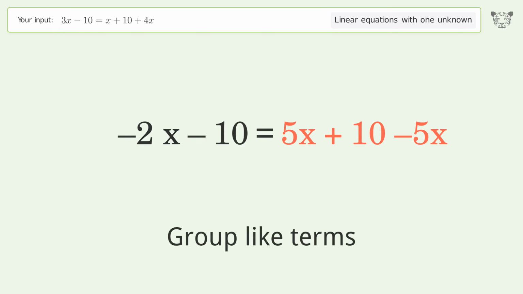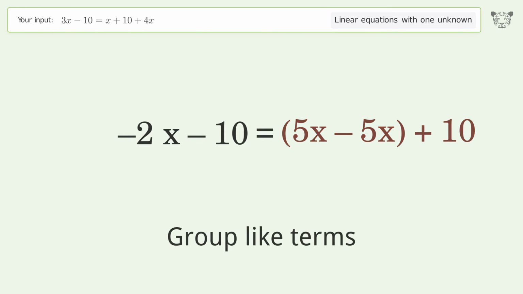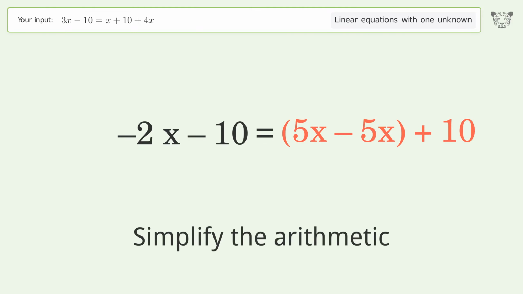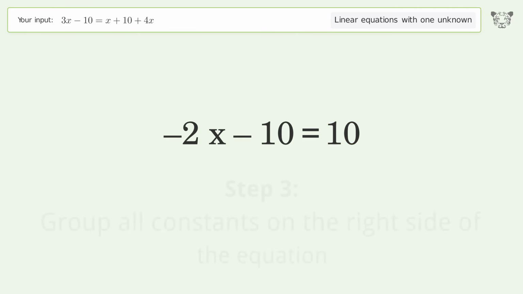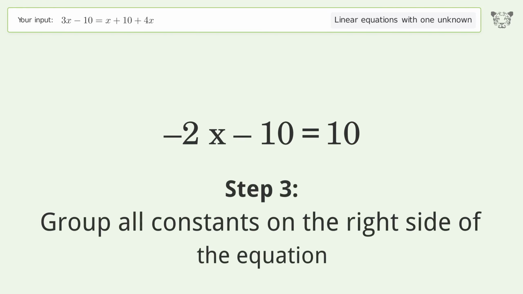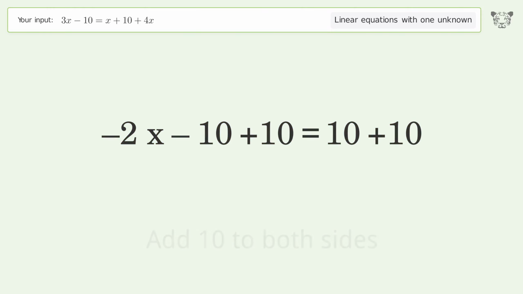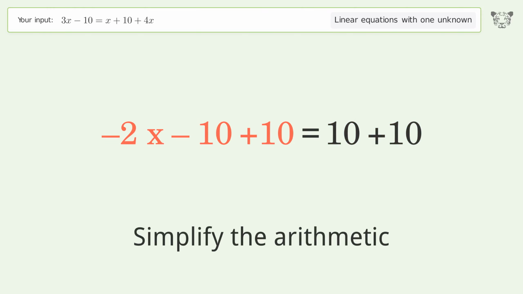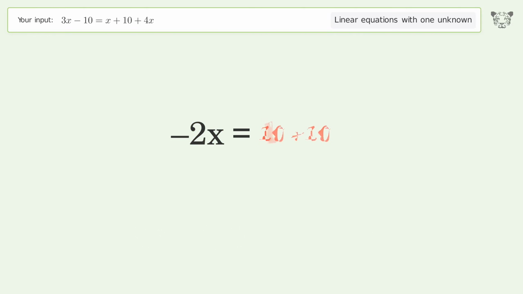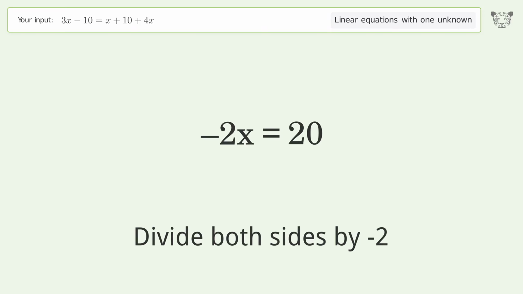Group like terms. Simplify the arithmetic. Group all constants on the right side of the equation. Add 10 to both sides. Simplify the arithmetic. Isolate the x. Divide both sides by -2.